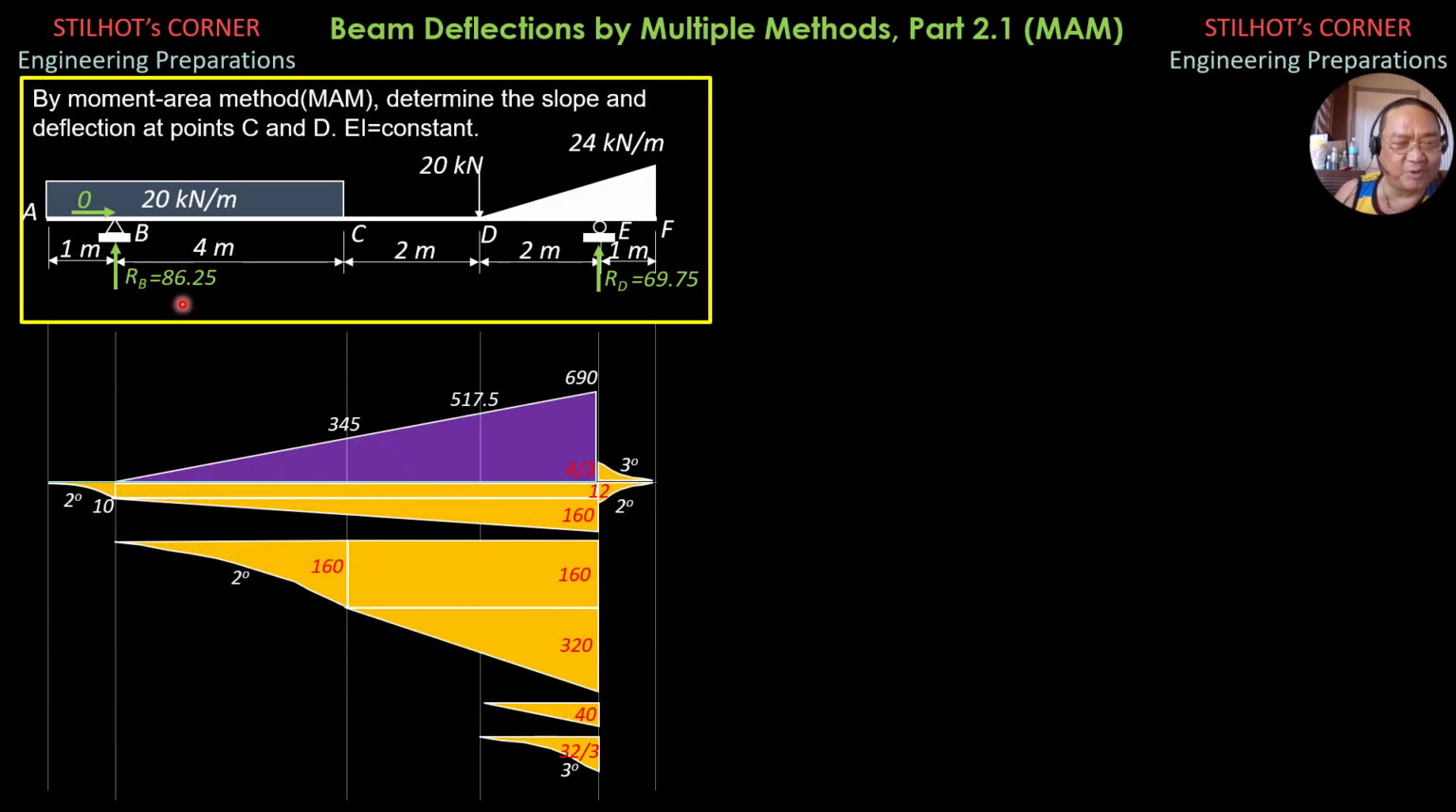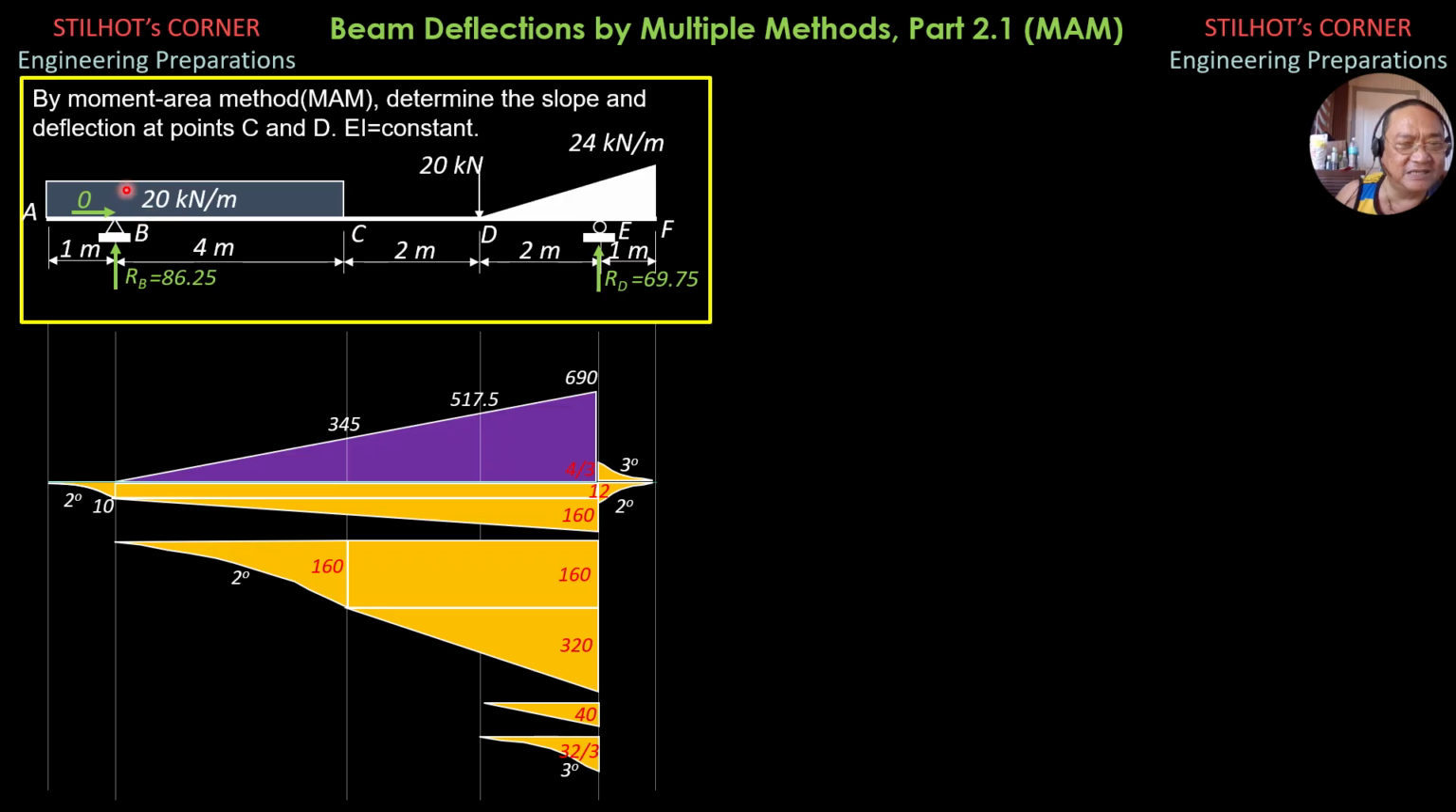So 86.25 times 4 is 345. 86.25 times 6 is 517.5. 86.25 times 8 is 690. Then for this overhang load, 20 times 1 times 0.5 is 10, second degree. Extend it. So that's the couple at B. Then 20 times 1 is 20. 20 times 8 is 160.